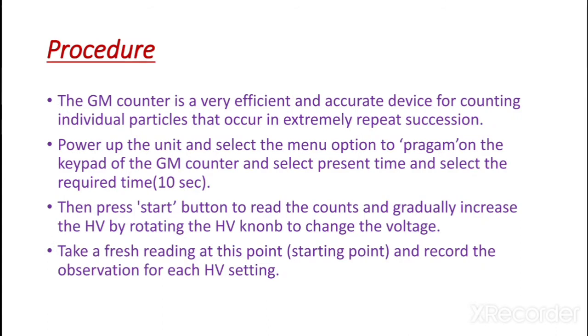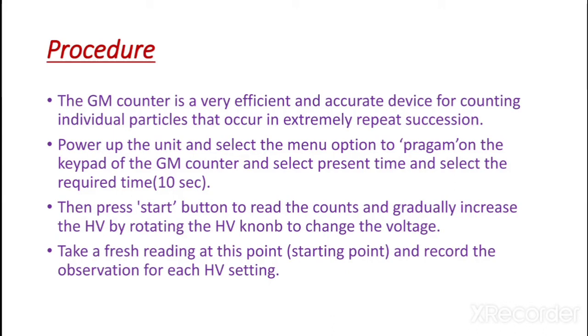Next we move on to procedure. The GM counter is a very efficient and accurate device for counting individual particles that occur in extremely rapid succession. Power up the unit and select the menu option to program on the keypad of the GM counter, and select preset time and select the required time as 10 seconds.